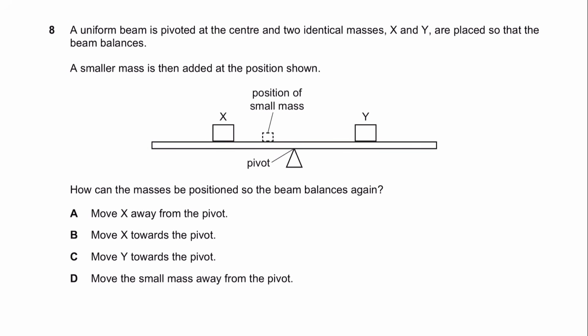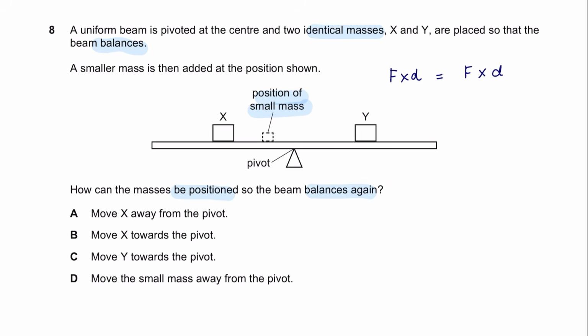Question 8. A uniform beam is pivoted at the center and two identical masses X and Y are placed so that the beam balances. A smaller mass is then added at the position shown. How can the masses be positioned so that the beam balances again?